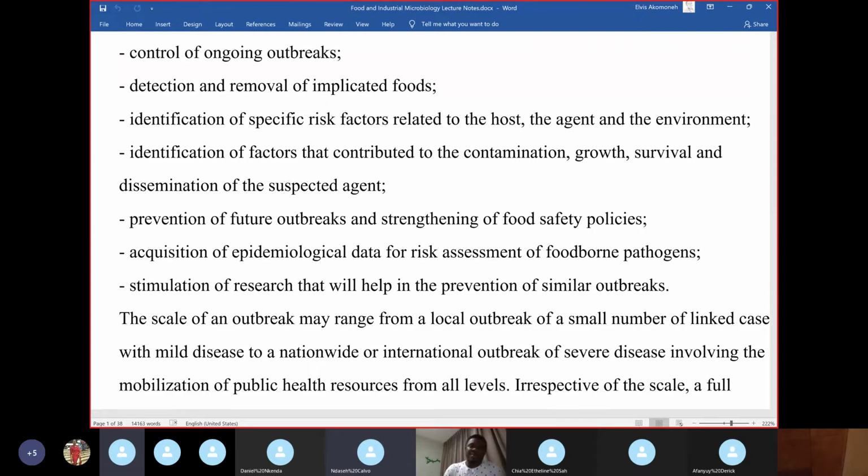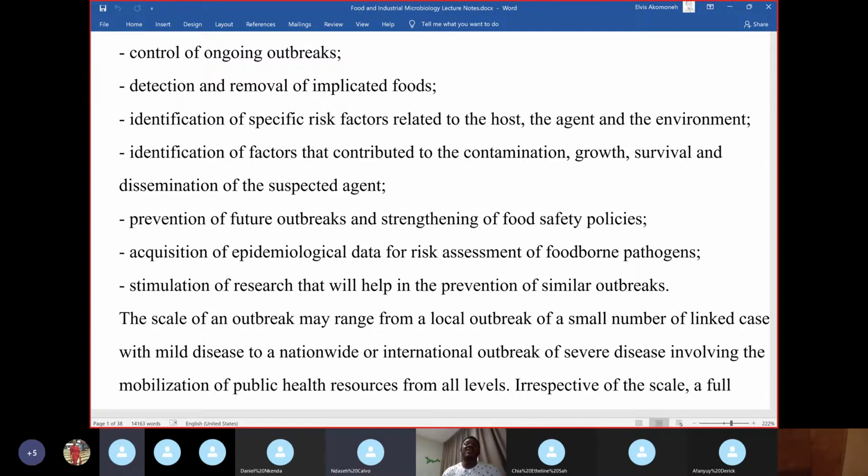coli outbreak some years ago, originating from Spain, implicated in this lettuce, the lettuce that is commonly used in salad. So the farmers had transported the lettuce across Europe and even across the Atlantic. And when they identified that the lettuce was contaminated with E. coli or was infected with E. coli, the European Union ordered a recall of that lettuce.